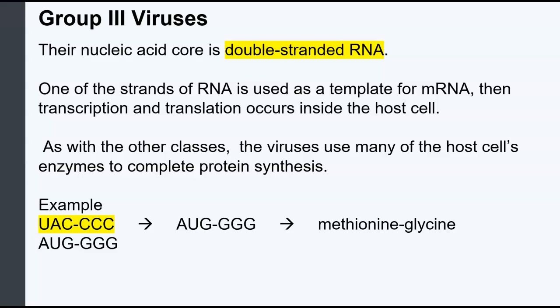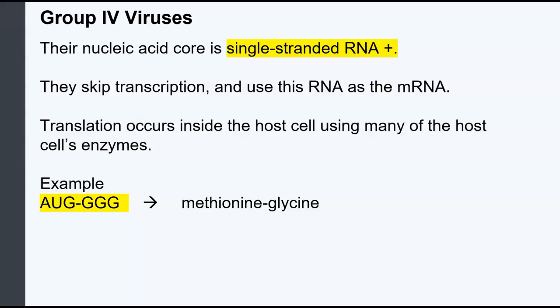So in fact, since it's RNA, highlighted in yellow is your template strand, and then the complementary strand is actually the same thing as what the messenger RNA codons end up looking like, just like the complementary strand to the original double-stranded RNA. All right, then we have group 4 and 5.